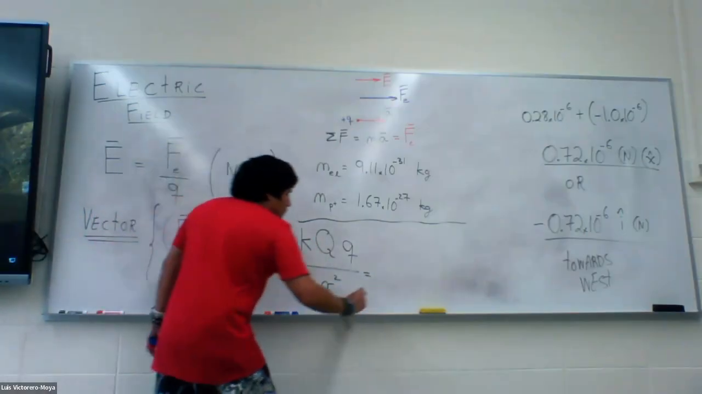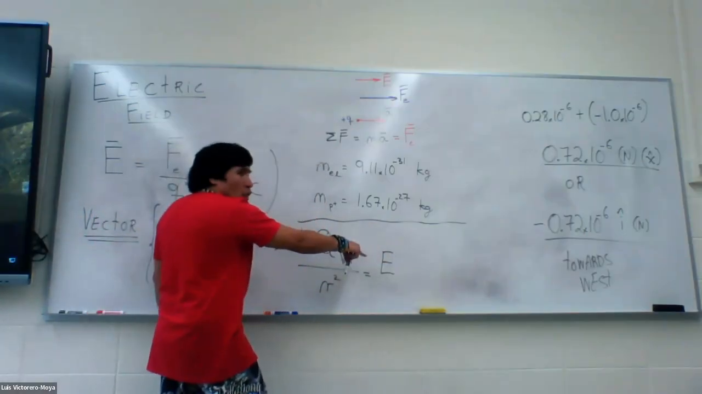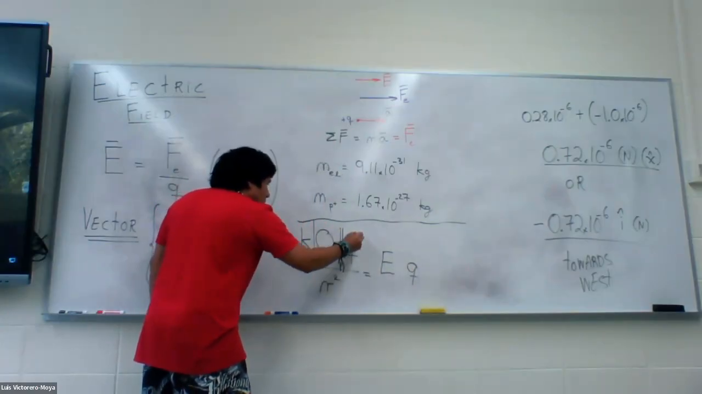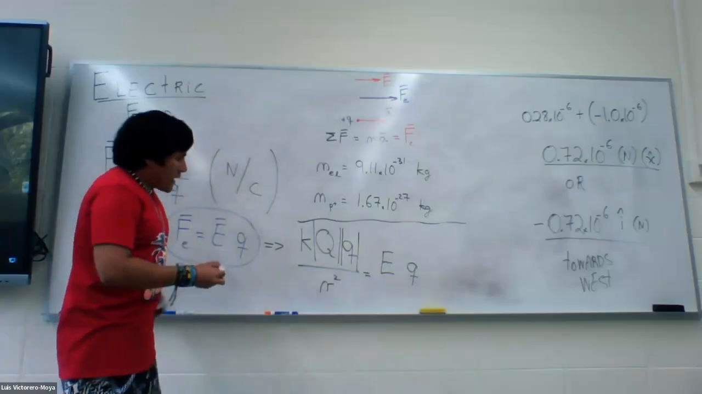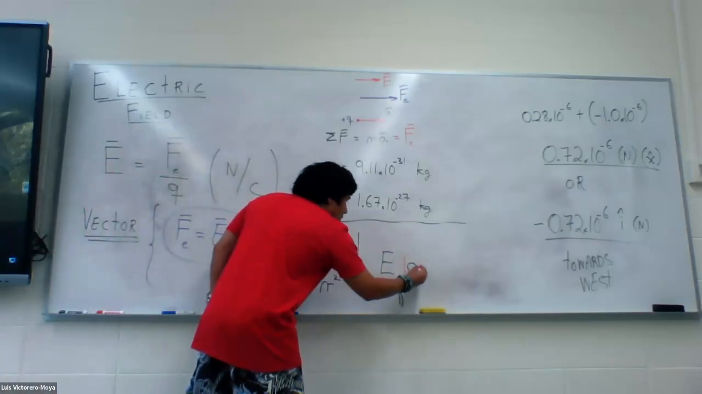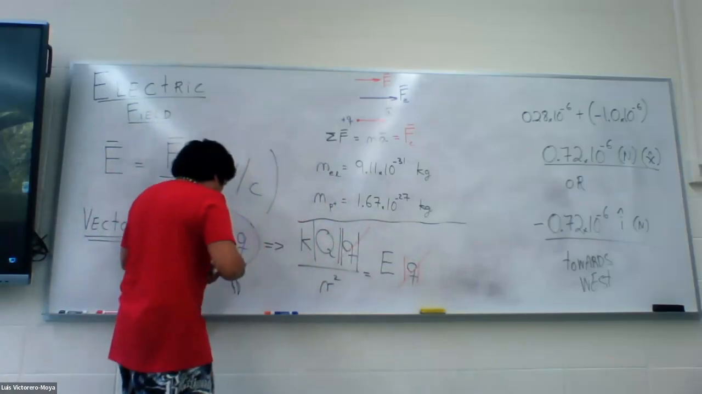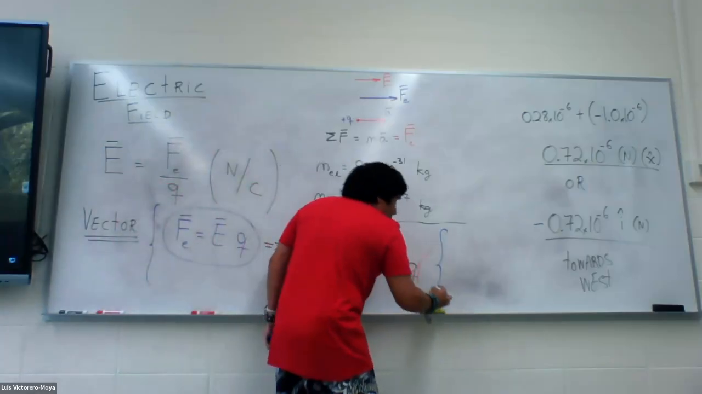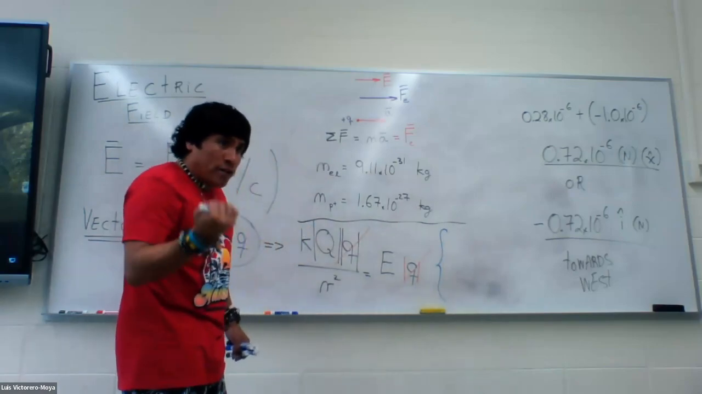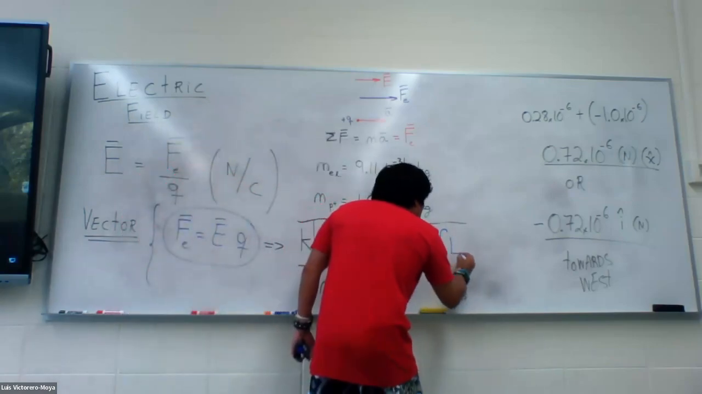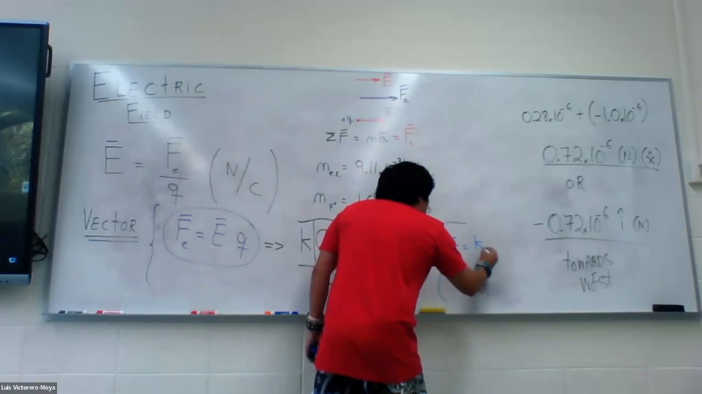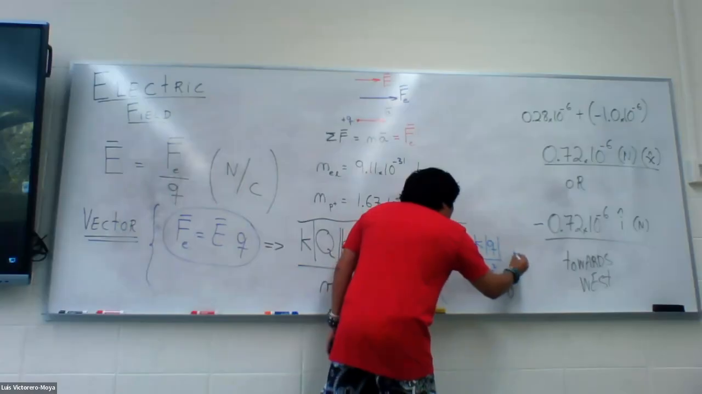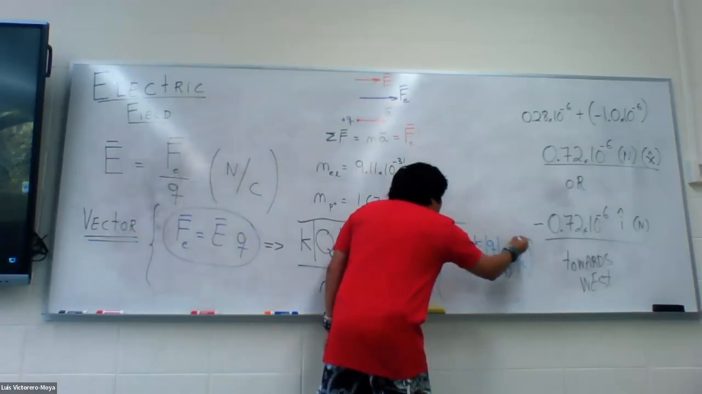That's equal to E times the test charge. The magnitude of E, we can cancel the Q's. And there you are. The equation for electric field due to a point charge is KQ over R squared. Newtons per coulomb are the units. There.